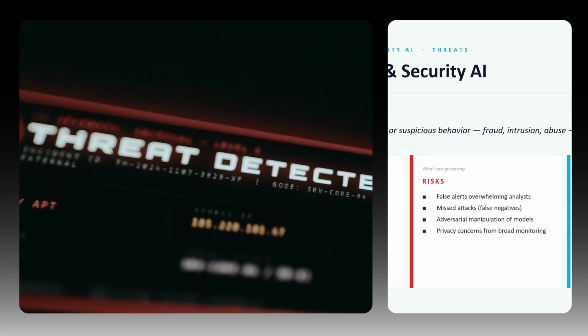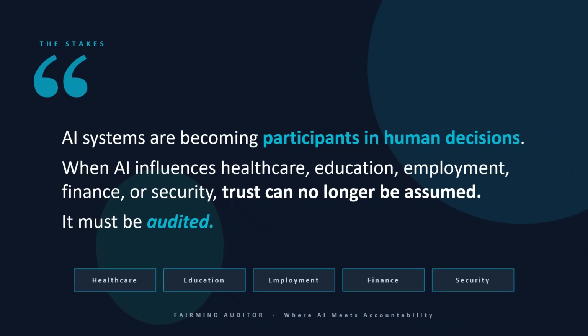We actually need numbers. Let's slow down here. Let the slide breathe. Here's the one thing I want you to take away from these 7 categories we've discussed. AI systems are no longer tools that humans use. They're becoming participants in human decisions.